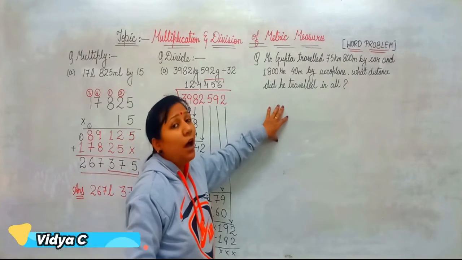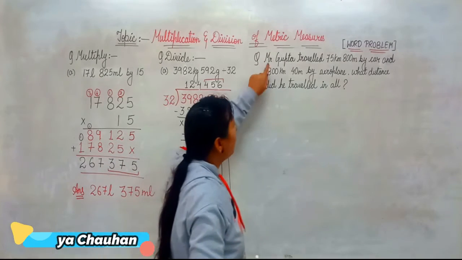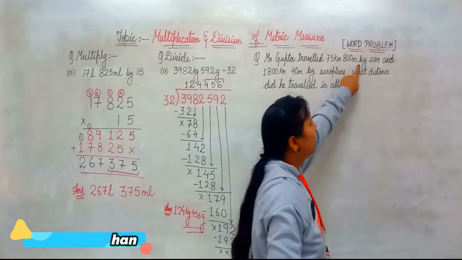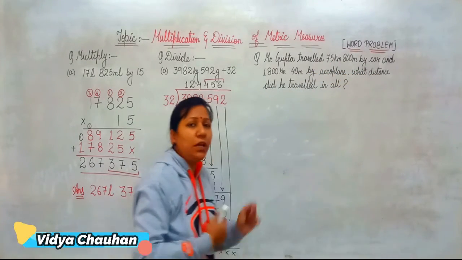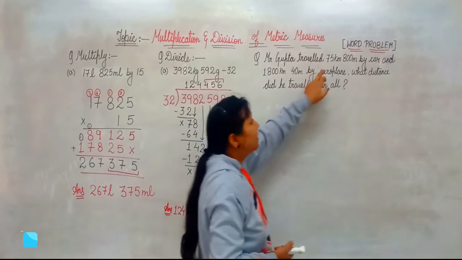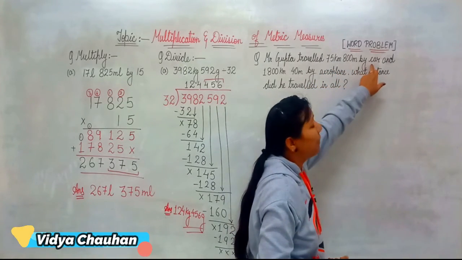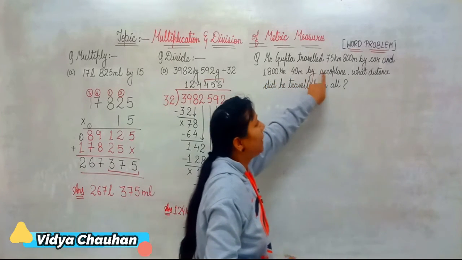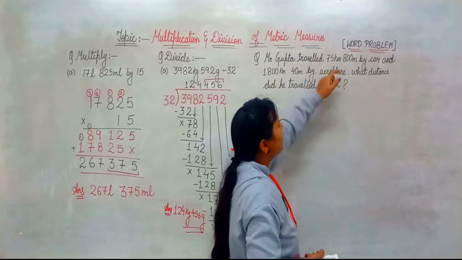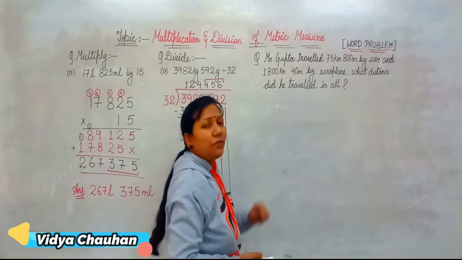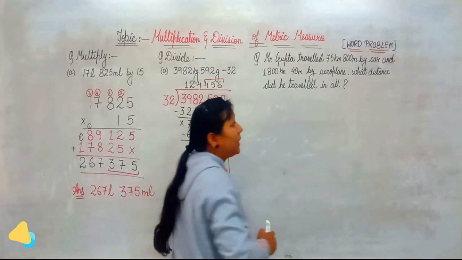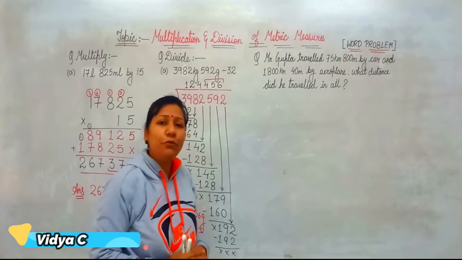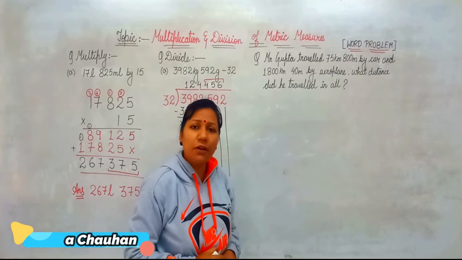and find out how to solve this. So the question says, Mr. Gupta travelled 75 km 800 meter by car and 1800 km 40 meter by airplane. So this is the distance covered by car and this is the distance covered by airplane by Mr. Gupta. What distance did he travel in all? So you have to find the total distance traveled by him.